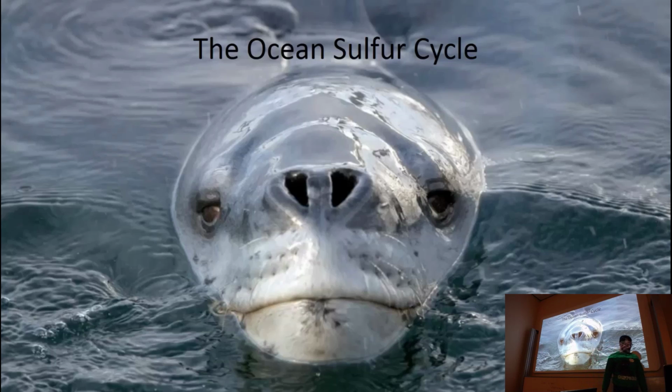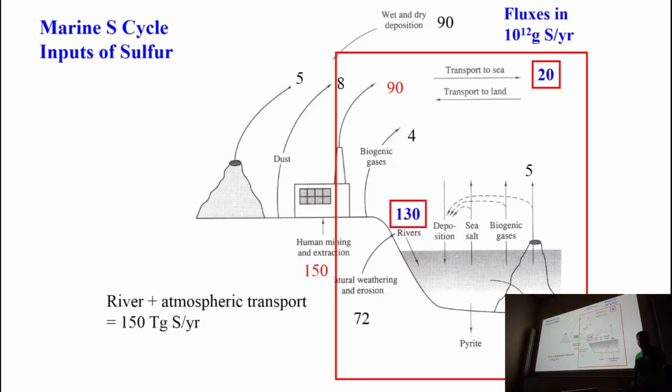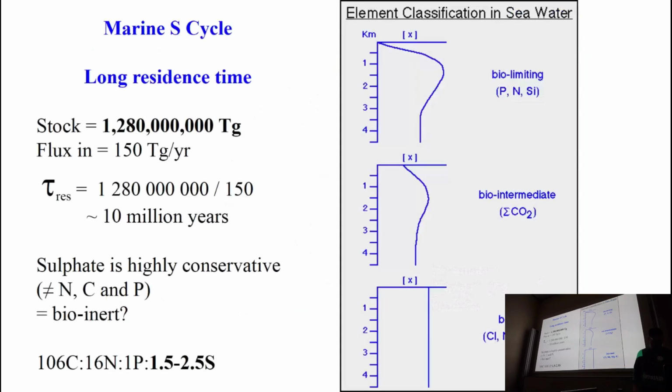So we're going to look at the ocean sulfur cycle. So sulfur coming in from rivers, and also being deposited from the atmosphere in the form of effectively acid rain. So that's falling into the ocean as well. So we've got this flux into the ocean, and we can now look at basically what the residence time of the sulfur is in the ocean.